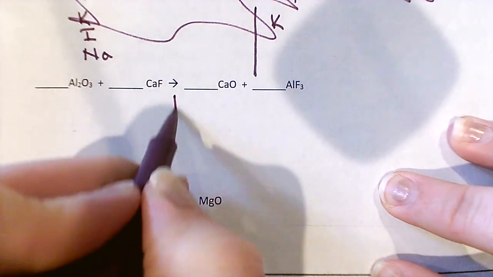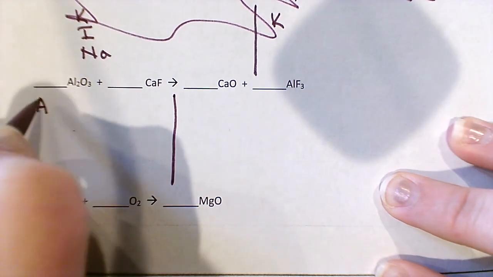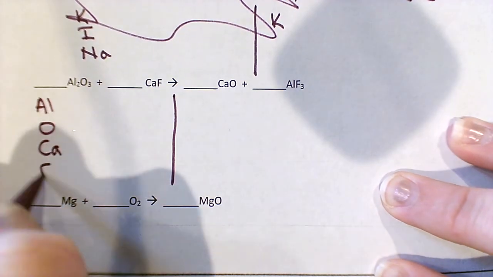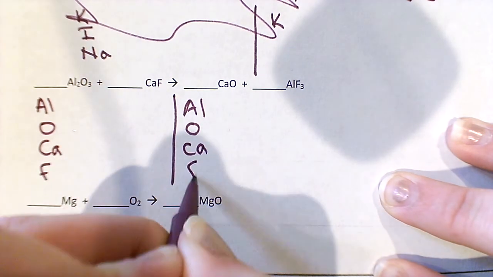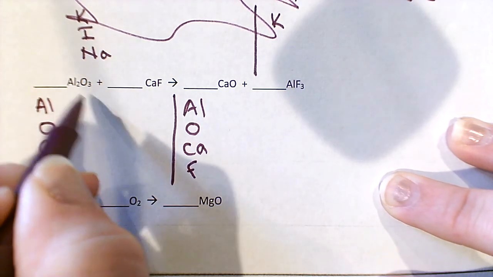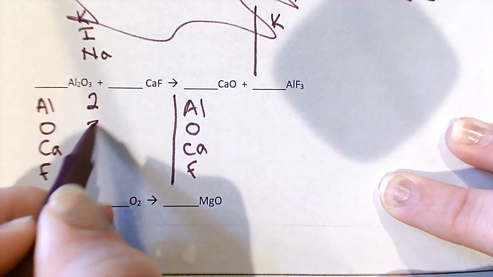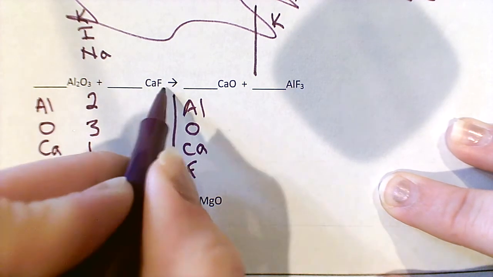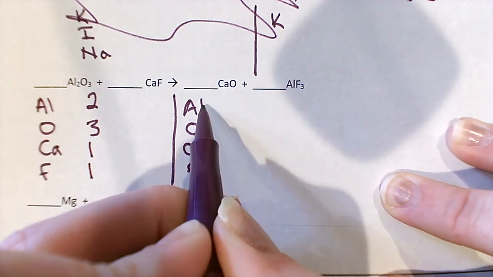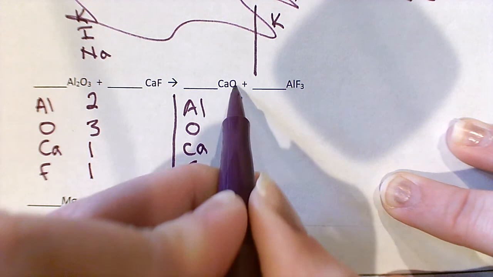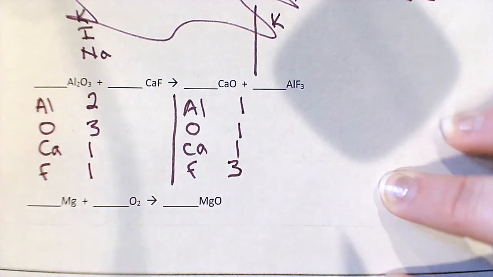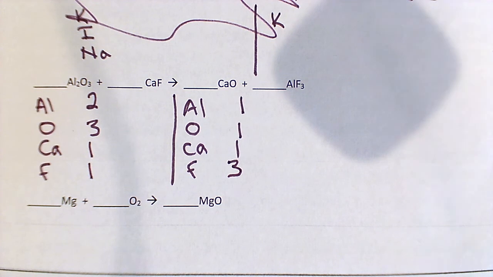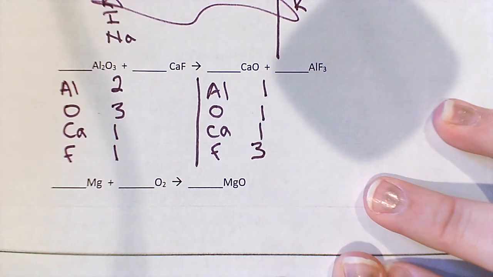Lucky you. Alright. This one we have aluminum, oxygen, calcium, and fluorine. Again, I think it's wise to put them in the same order on both sides. I have 2 aluminums, 3 oxygens, 1 calcium, 1 fluoride. How many aluminums? 1 oxygen, 1 calcium, 3 fluorides. Okay, so this one's got a mess of problems already to start with.